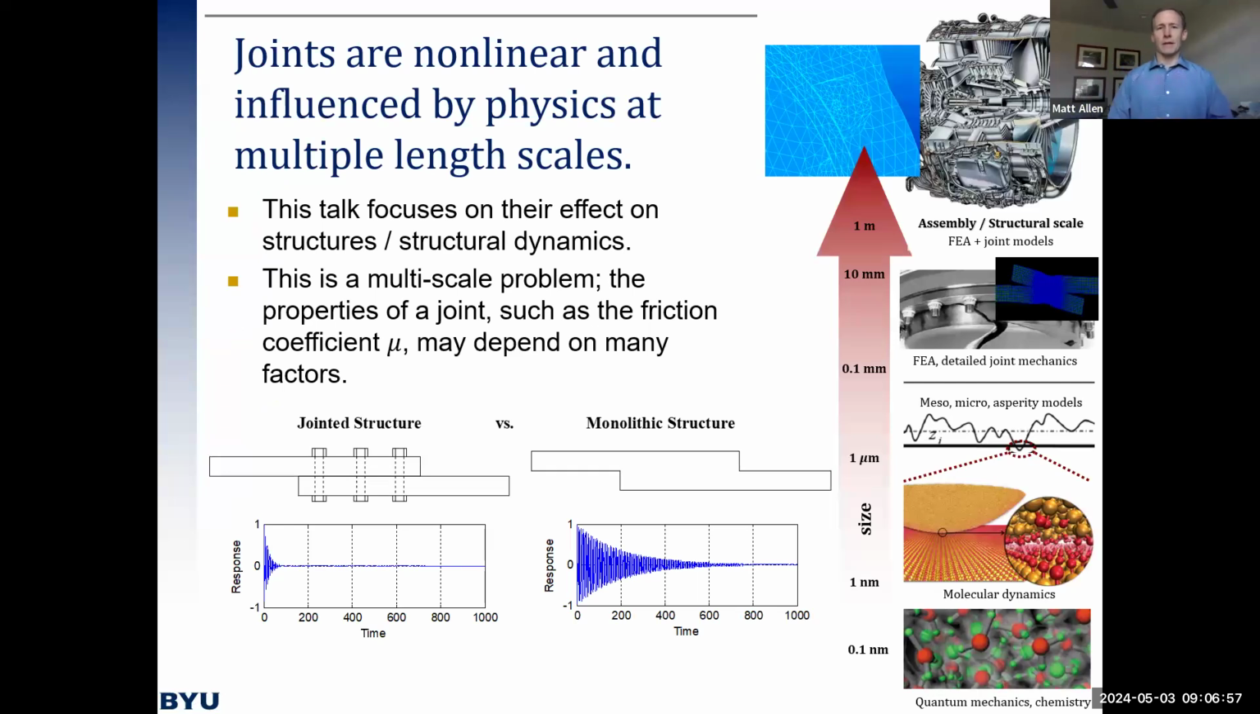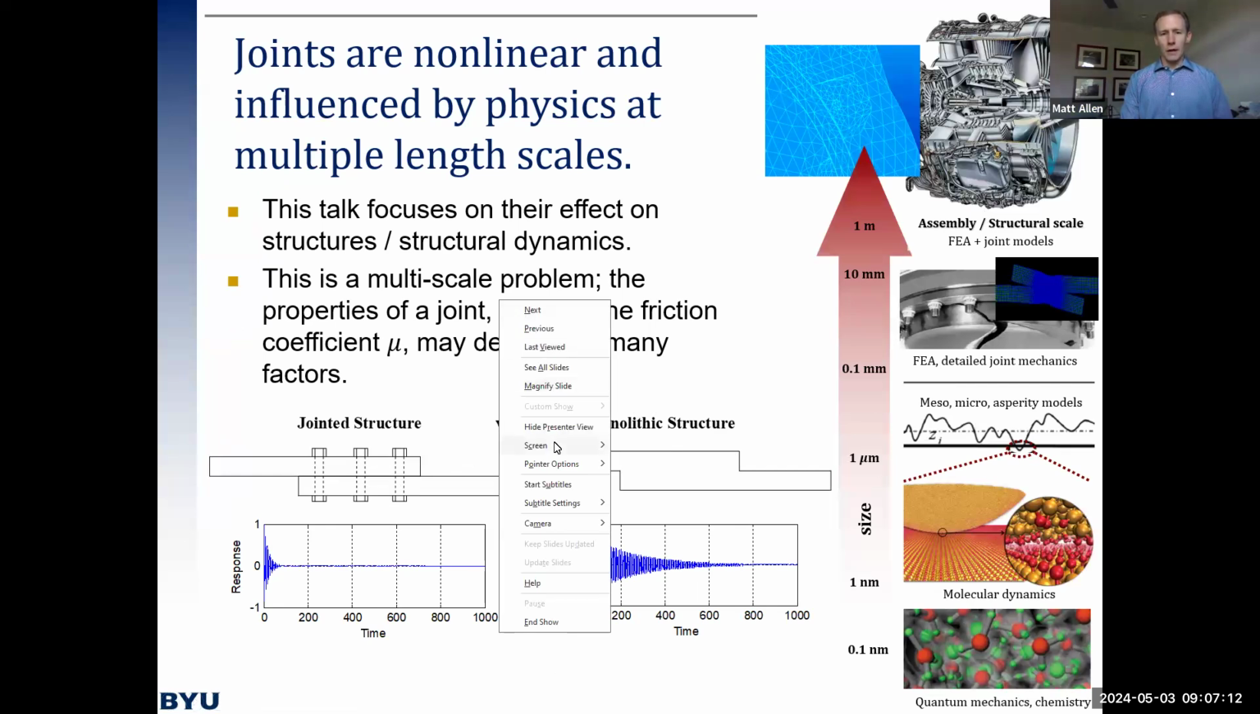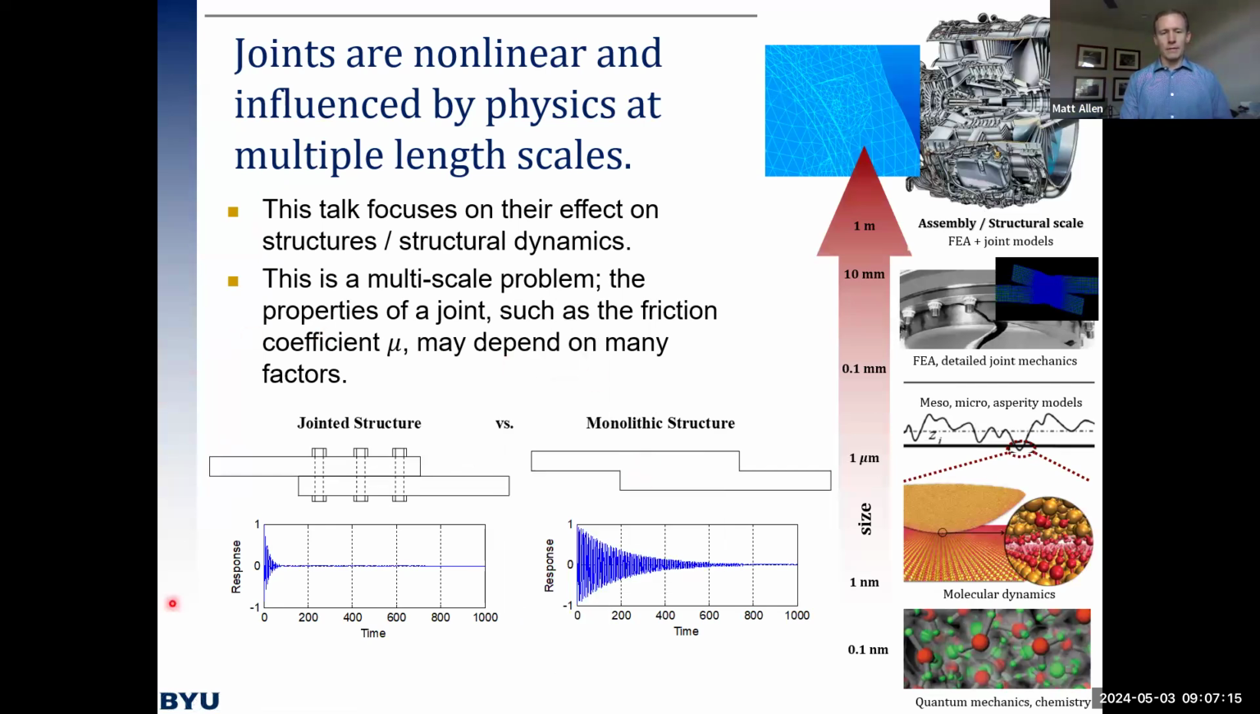First of all, before we dive into the engineering scale details, I did want to just point out that joints are influenced by physics at multiple different length scales. For the structural engineer, all we care about is this picture on the left. We know that if we 3D printed our airplane out of all one piece of metal, we'd have very low damping, low energy dissipation. The real structure has higher damping, which is good for survivability, but difficult in terms of prediction and optimization. But that damping comes about due to a variety of effects.